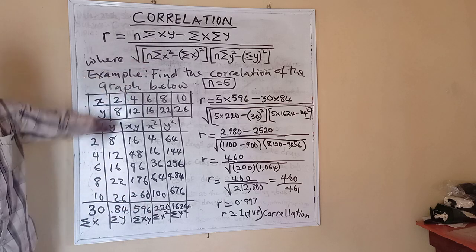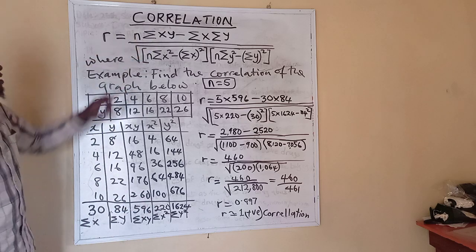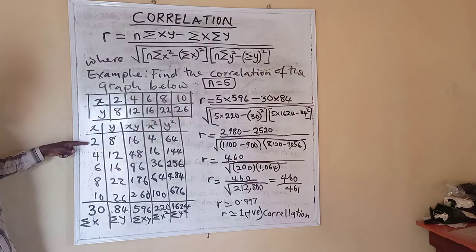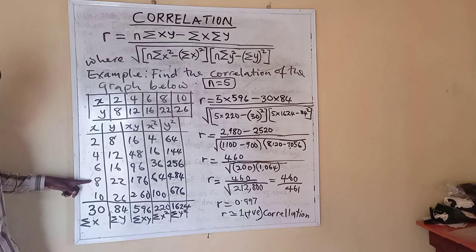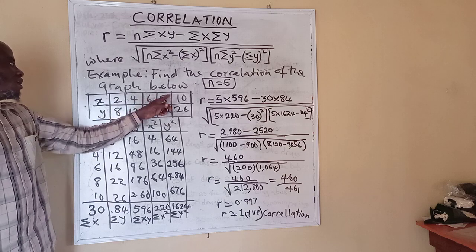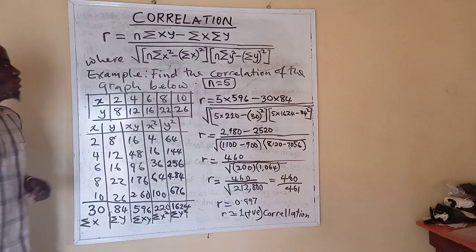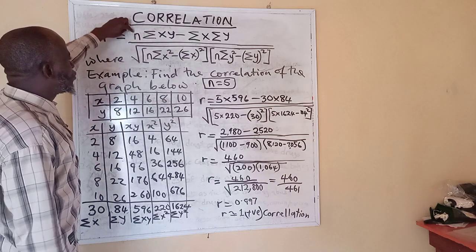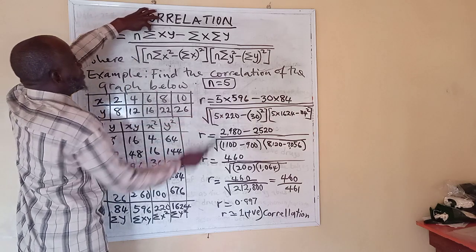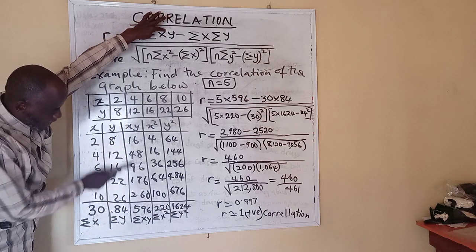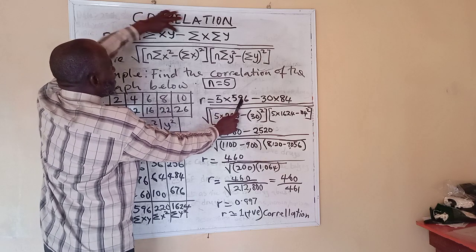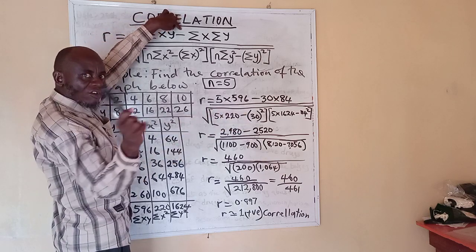Now, after taking the pains to input this table, what is next is for you to substitute all these values in your formula. This n signifies the number of items. This is just 5: 1, 2, 3, 4, 5. So our n is 5. Now you input n, which is our 5, multiplied by summation xy. Summation xy is 596. So 5 times 596 minus, are you following?